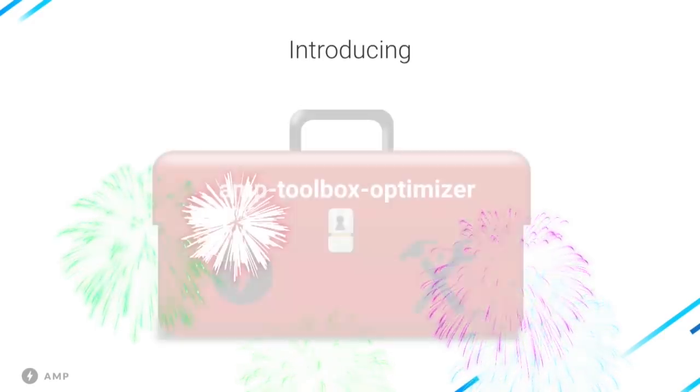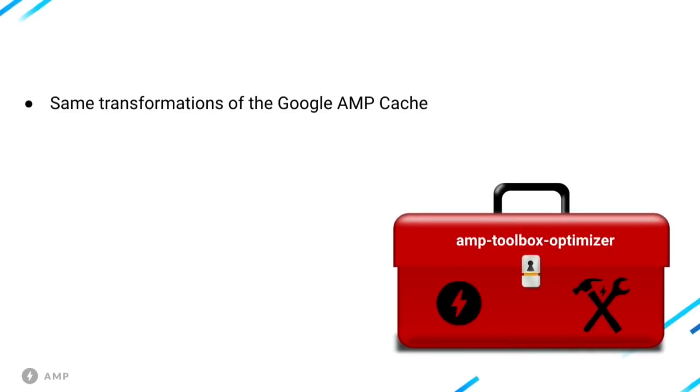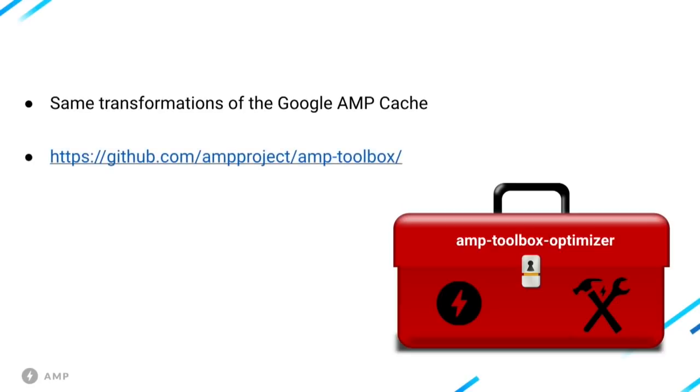And now, it's possible to apply the same improvements when serving AMP from your own infrastructure. The AMP2Box optimizer provides the same transformations used by the Google AMP cache. The project is open source, and it's available on GitHub. It's built in Node.js and provided as a canonical implementation for the transformations.